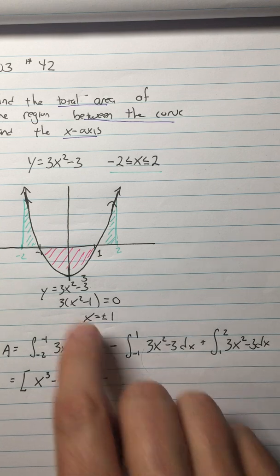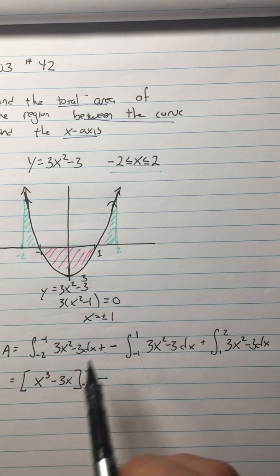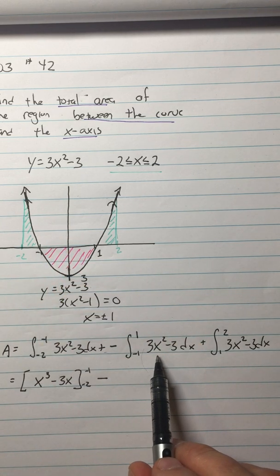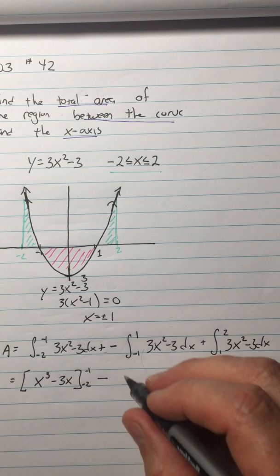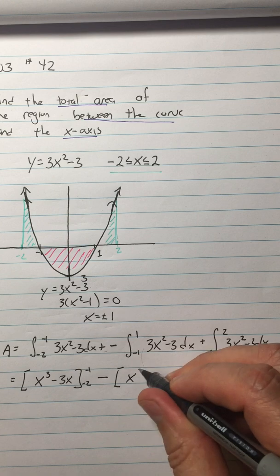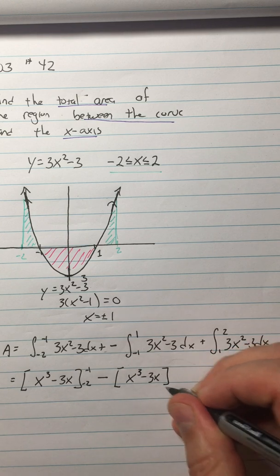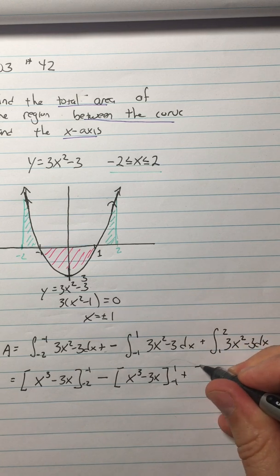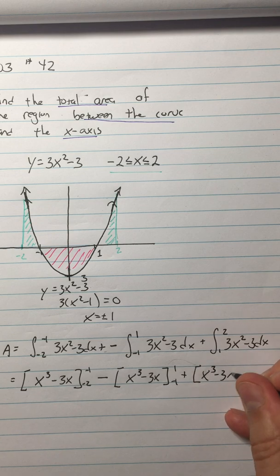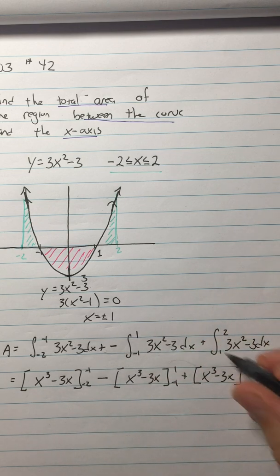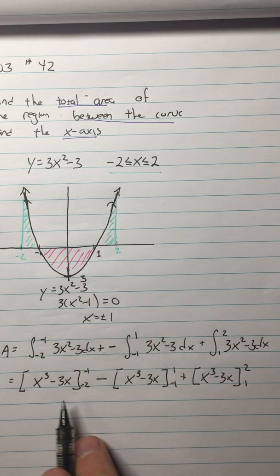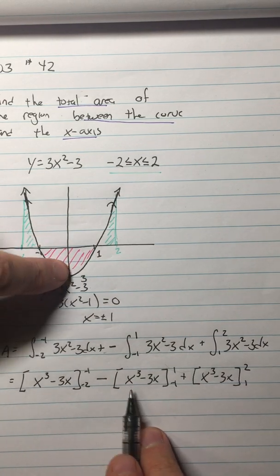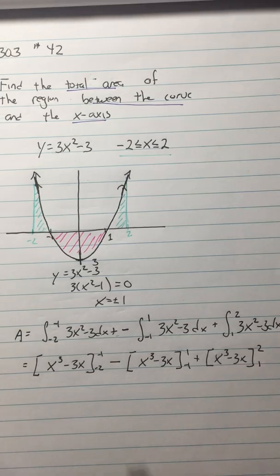Why is this negative? Because this part was below the x-axis, so the integral is going to be negative, but I want it to be positive, so I put a negative sign in front of it. So I'm going to go minus. It's going to be the same antiderivative every time, so at least I don't have to worry about that. And then plus x cubed minus 3x, same antiderivative every time, and this is 1 to 2. So I break that up into 3 parts. I count a positive part, a negative part, a positive part, and I work it out from there.